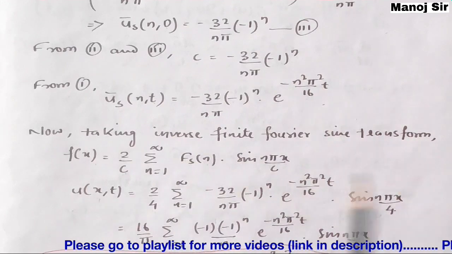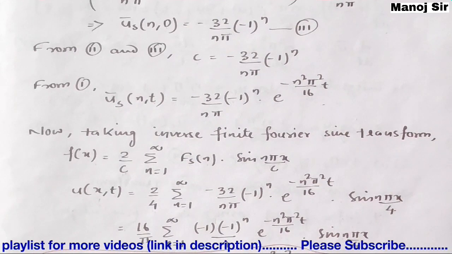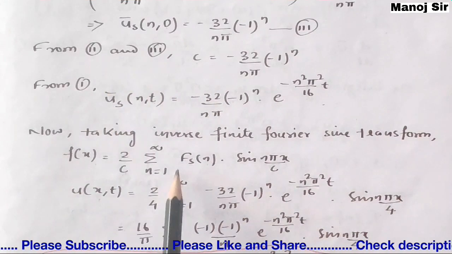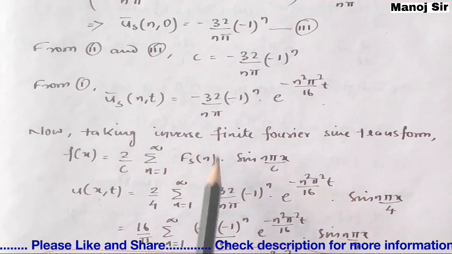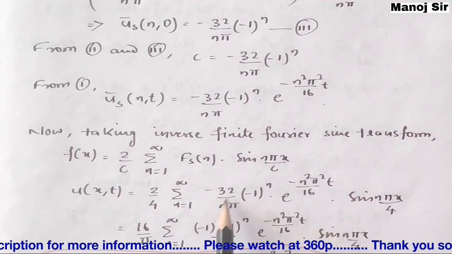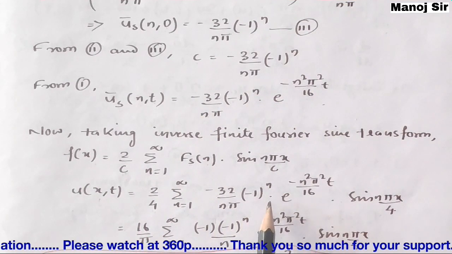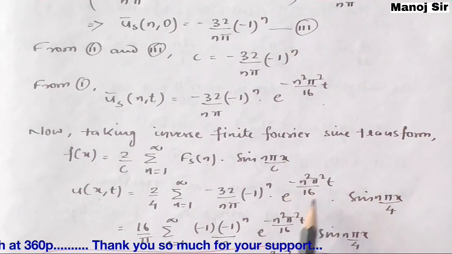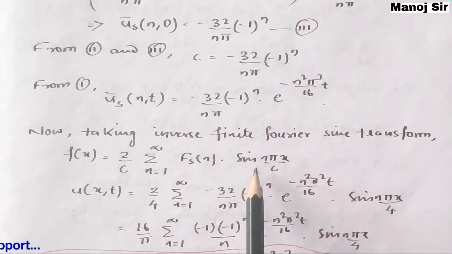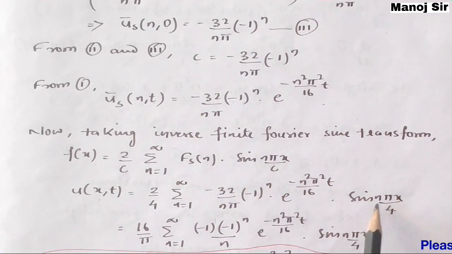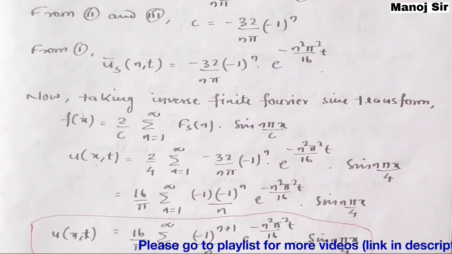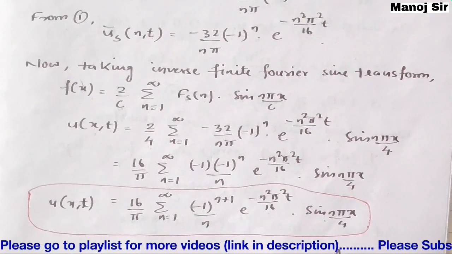Instead of writing this part, we are going to write minus 32 upon n pi minus 1 power n into e to power minus n square pi square t upon 16. This part is fs of n. Simply multiply with sine of n pi x upon 4. Now simply solve this and you will get your answer.